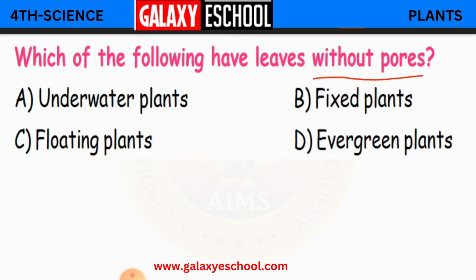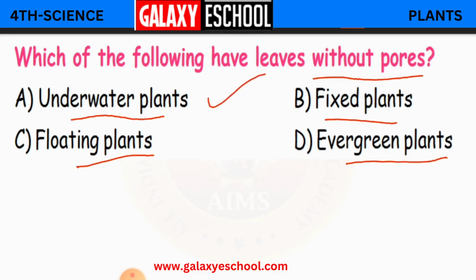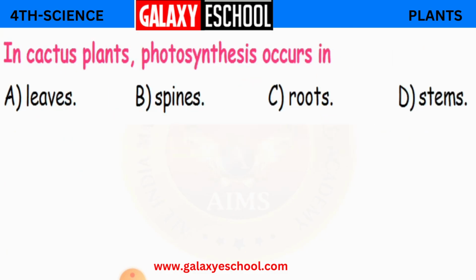A option is underwater plants. B is fixed plants. C is floating plants. And D is evergreen plants. So what will be the answer? It is A, that is underwater plants. Underwater plants do not have pores. So A is the correct answer. Clear, children? Now we will go with the next question. That is the 7th one.